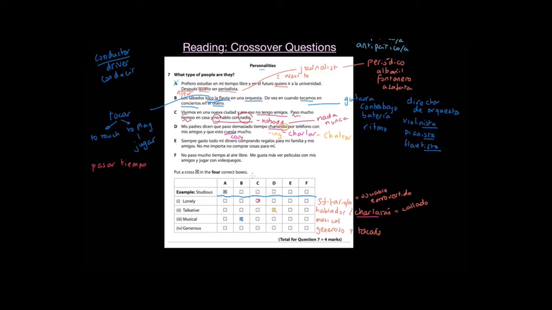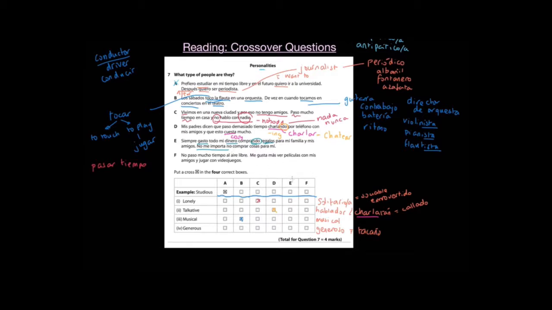who is talkative. And then siempre gasto todo mi dinero, siempre gasto, I spend todo mi dinero, money, comprando, we've got another ando, buying, regalos, presents, important word, regalos, para mi familia y mis amigos. So I always spend my money buying presents for my family and my friends. No me importa, I don't mind or I don't care. No comprar cosas para mí. I don't mind not buying things for myself. So who is this describing? This is describing someone who is generous.